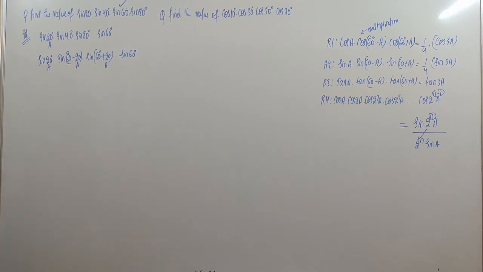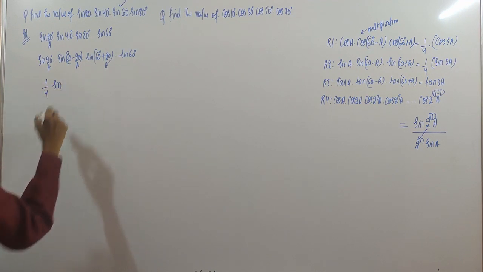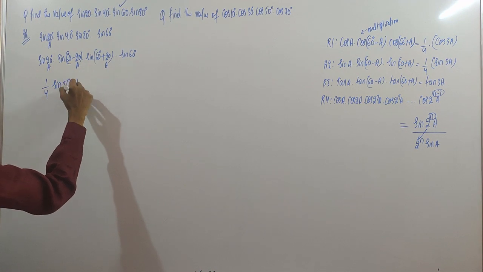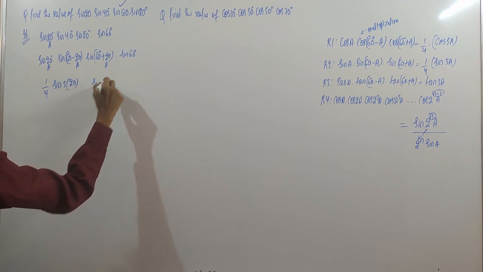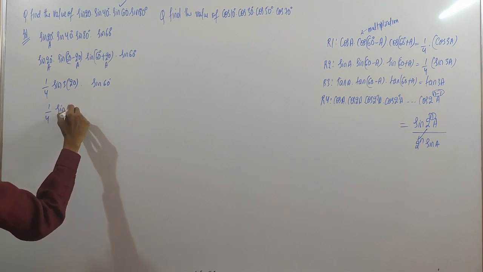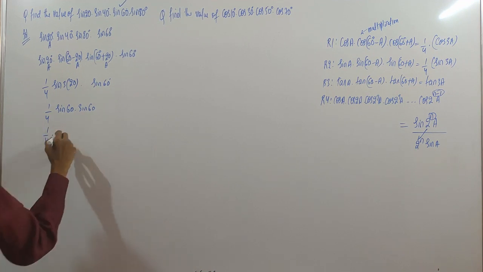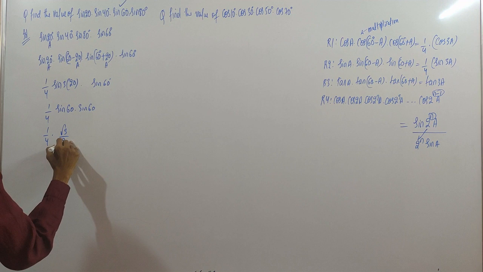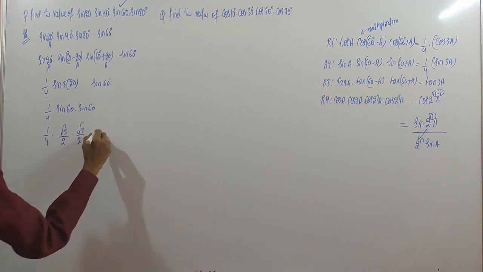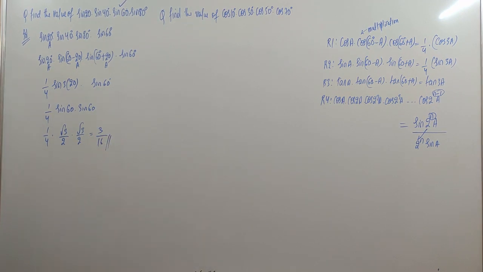All sine terms are in multiplication, so we can apply that formula. We have 1 by 4 sine 3 into A, where A is 20, into sine 60. This can be written as 1 by 4 sine 3 into 20, which is 60, sine 60 into sine 60. So 1 by 4, sine 60 value is root 3 by 2, root 3 by 2 into root 3 by 2. Root 3 into root 3 is 3, divided by 16. So we have 3 by 16.